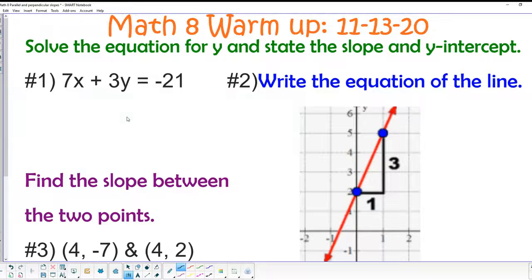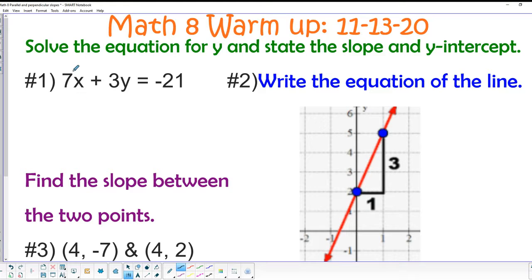Today's lesson. We're going to be talking about parallel and perpendicular lines in just a few minutes. But first, let's solve a few review problems. On our first sample here, we're asked to solve the equation for y and state the slope and the y-intercept.